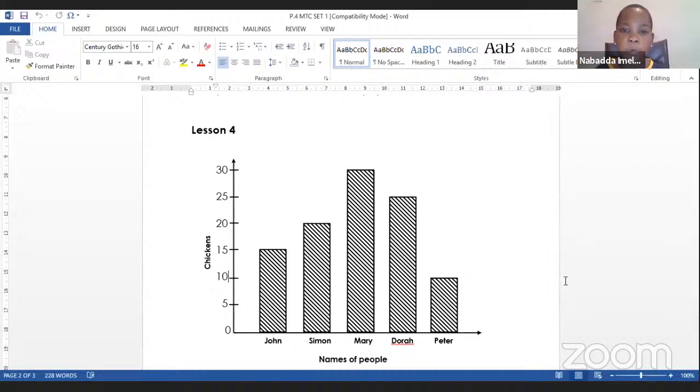Teacher, which number are we on? That is number 1 on page 7. Have you seen the question, the activity? Yes, teacher. Okay.